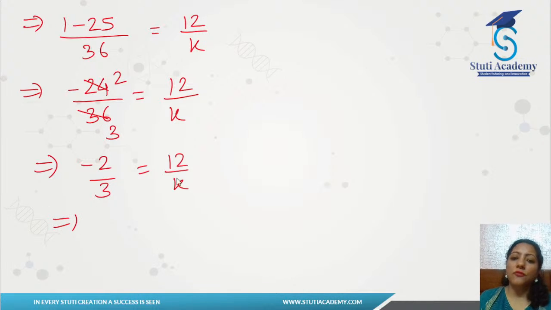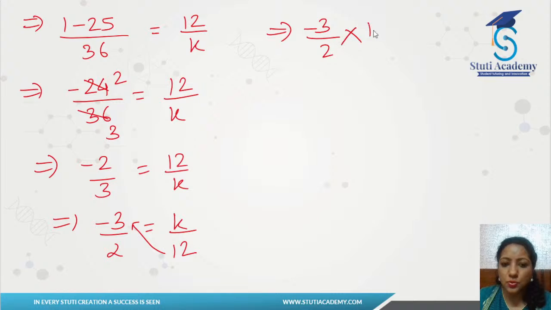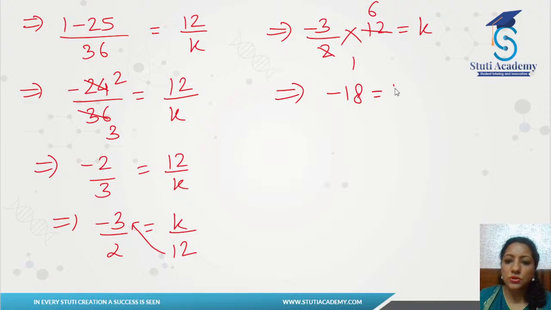Now we have to solve for k. We'll take the reciprocals. So we'll get minus 3 by 2 here and we'll get k upon 12. 12 I'm going to take on the other side and it will get multiplied. So we'll get minus 3 upon 2 into 12 is equal to k. And we can cancel out this. We'll get here 6. And finally, we have minus 18 is equal to k. So we have the value of k as minus 18.